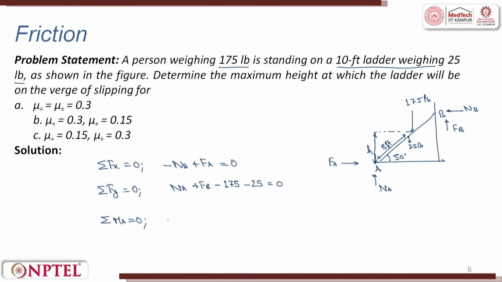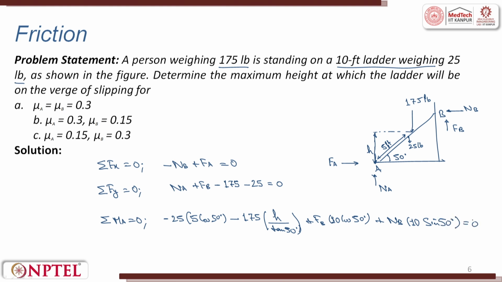So, which means minus 25 into 5 cos 50 degrees, this is the first moment, minus, for the person, it is 175 mass into h by tan 50, plus force Fb into 10 cos 50, the length of the ladder is 10, plus Nb, again the length of the ladder is 10 feet here, into sin 50, this is equal to 0.